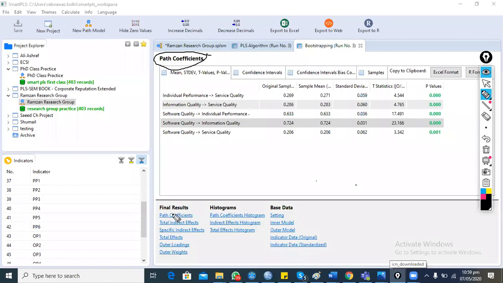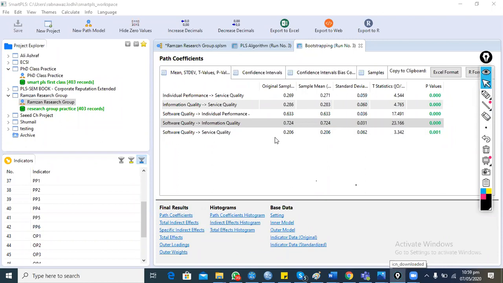Path coefficient. So how can we get this path coefficient? If you click on this finding section, this is the first option, path coefficient. By default, when you apply this technique, the software will display this particular finding, which is the path coefficient. But we need to examine the direct relation and indirect relation.